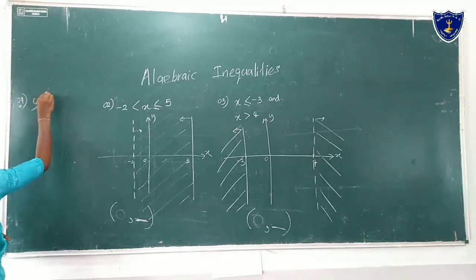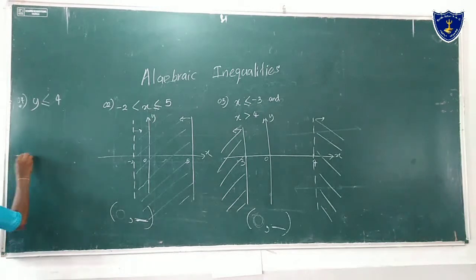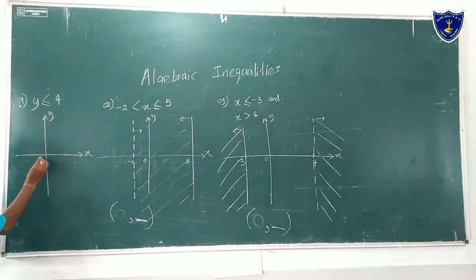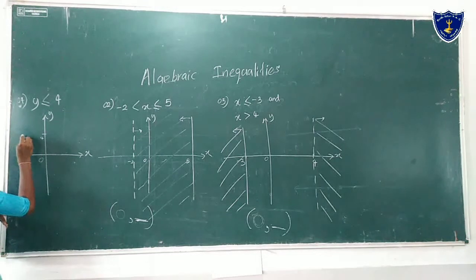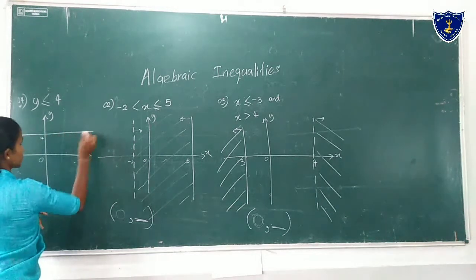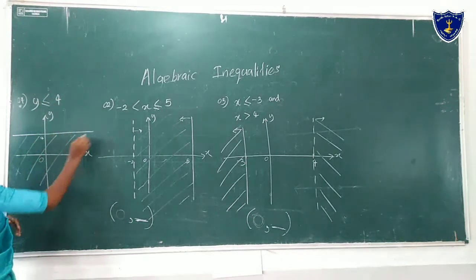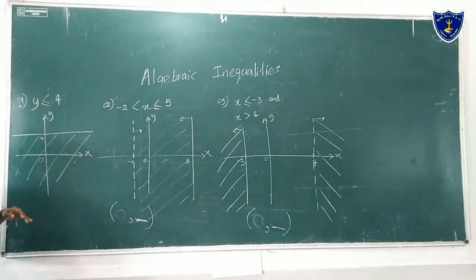y less than or equal to positive 4. On the y-axis, here 0, positive 4. y equals positive 4, that is the straight line segment, which is parallel to the x-axis. y less than, you have to take this region. If it is y greater than, you have to take the other region.